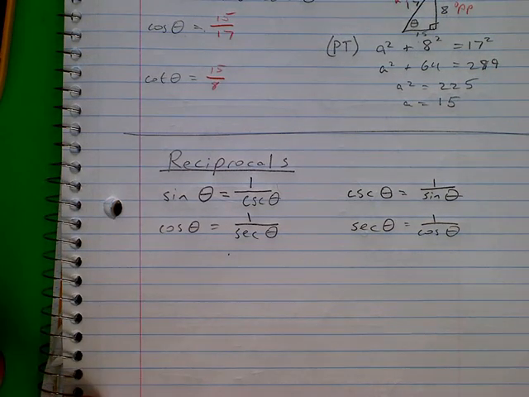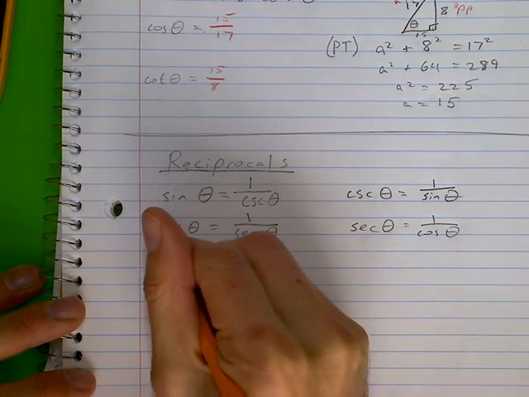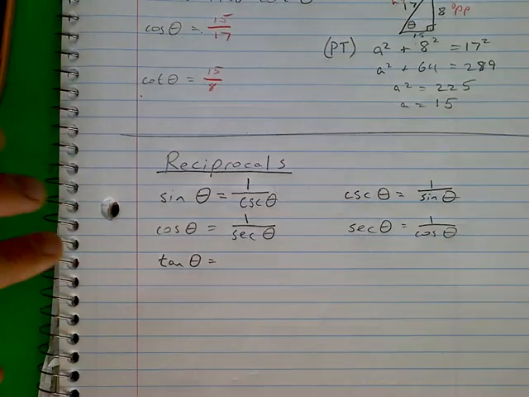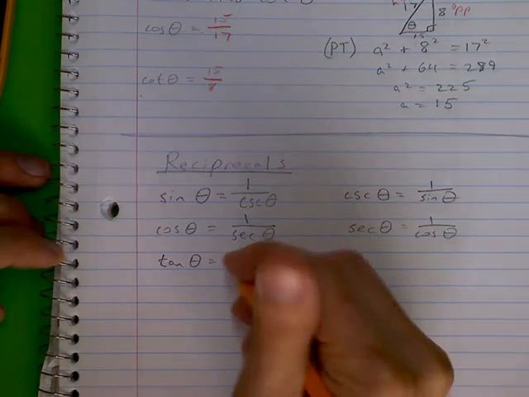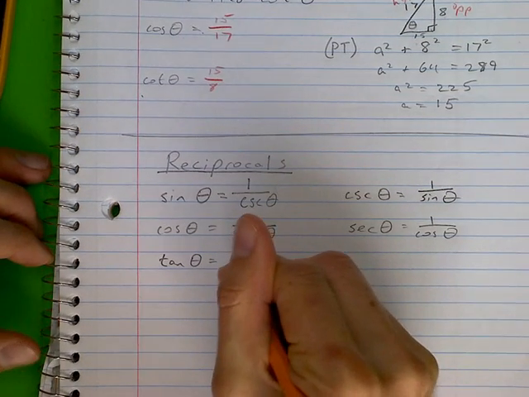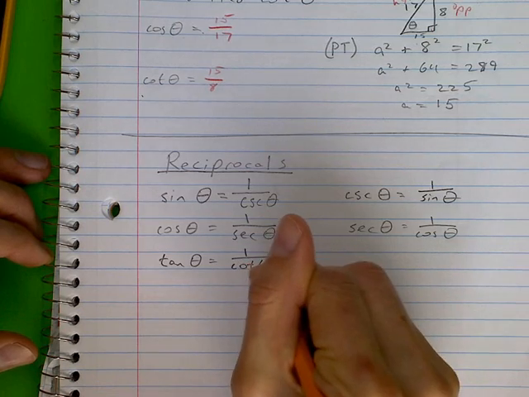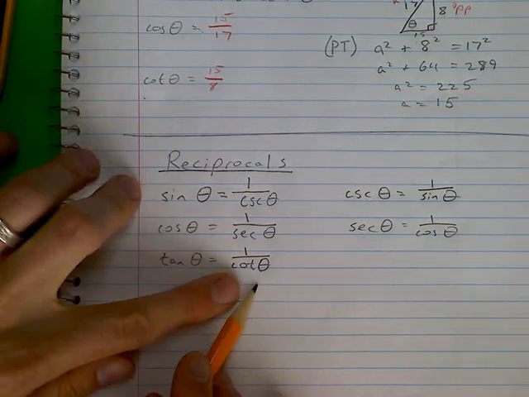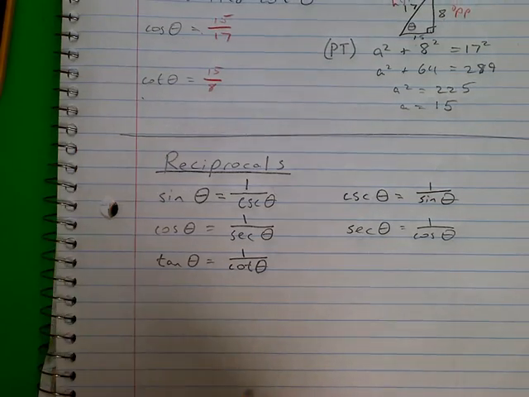Now, there's one more pair left. One of them is tangent, and the other one is cotangent. And it turns out, yes, they are reciprocals of each other. Tangent is opposite over adjacent, cotangent, adjacent over opposite.